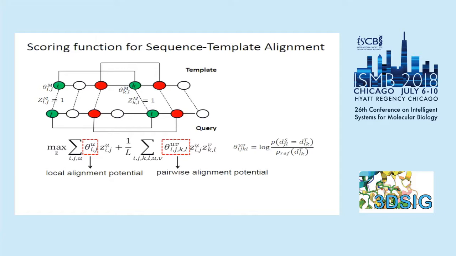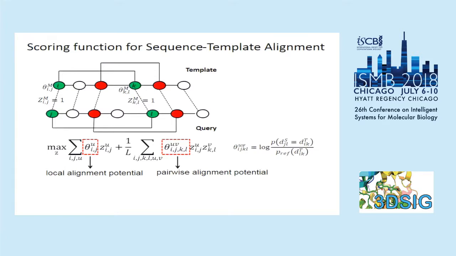And then we use this variable to indicate this position and then to this position. And we also have two parameters, theta. Theta is just like the energy function, the potential. So this one is to measure how well to align this position to this position. And this theta is used to measure how well to align this pair of residues to this pair of residues. So we have this kind of scoring function to measure the quality of one alignment.